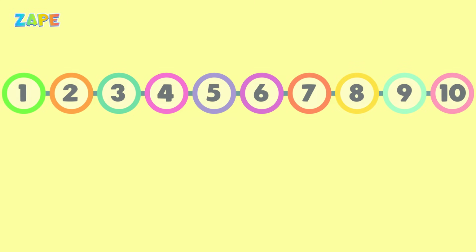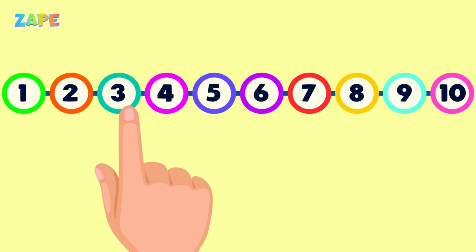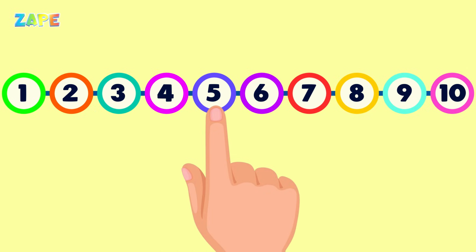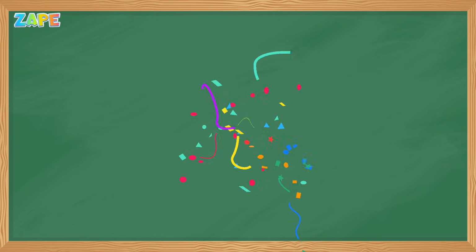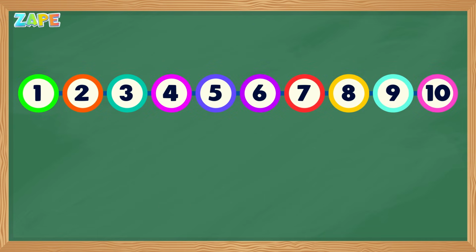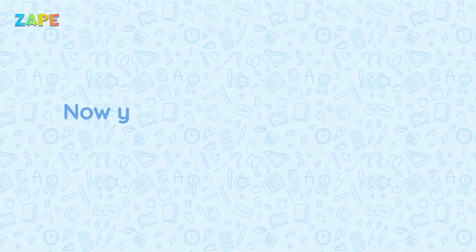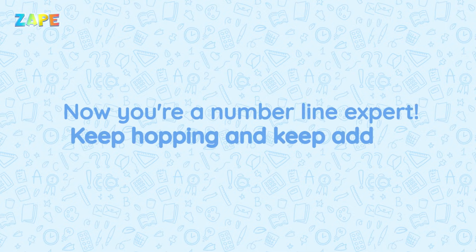Using the number line helps us see how we add. Every hop is one more, and it makes adding fun and easy. You can use it to add any 2 small numbers. Great job! Let's remember. A number line helps us count and add. Start at the first number, make hops for the second number, and where you land is your answer. Now you're a number line expert. Keep hopping and keep adding.